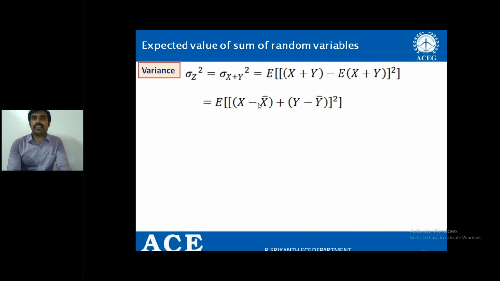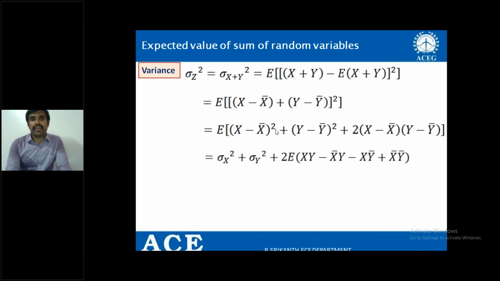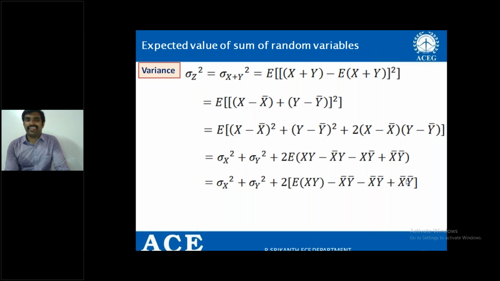So I can rearrange the terms like this: x minus x bar plus y minus y bar whole square. If I expand the terms, I am going to get the a plus b whole square formula, a square plus b square plus 2ab, right? Similarly here, it is nothing but sigma x square, nothing but sigma y square, and if I take the expectation, it becomes 2 into the expectation of x minus x bar into y minus y bar. Like that, the corresponding values can be multiplied and the resultant can be represented like this, right?